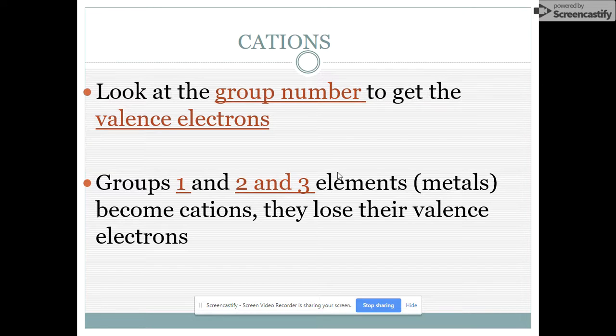When figuring out if a cation or anion is going to form, you look at the group number to get the valence electrons. All of the metals in groups 1, 2, and 3 become cations because they lose their valence electrons. It's easier for them to lose those outer electrons and have the full shell underneath than it is to gain electrons to get up to 8.